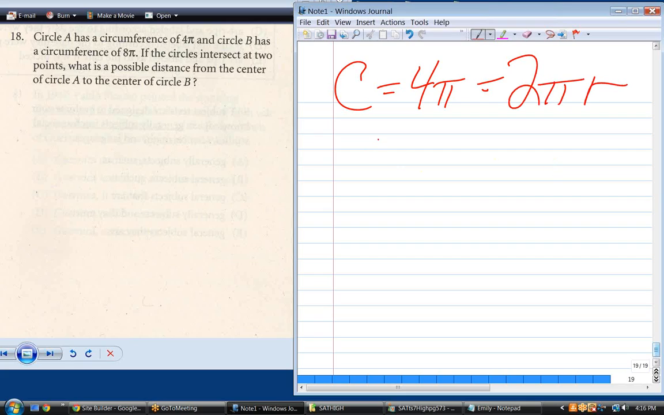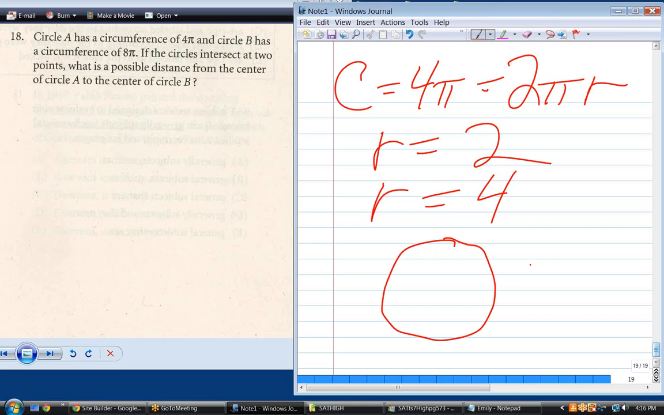So the first one, the radius is equal to 2. The second circle, the radius is equal to 4. The circles intersect at 2 points. What is a possible distance from the center of one circle to the center of another?